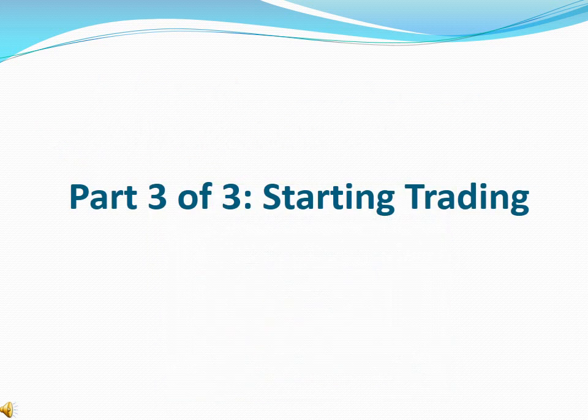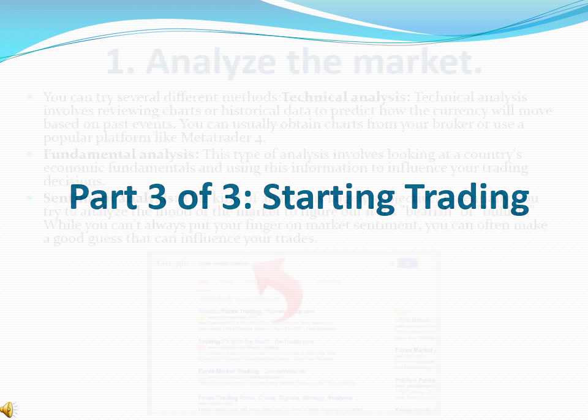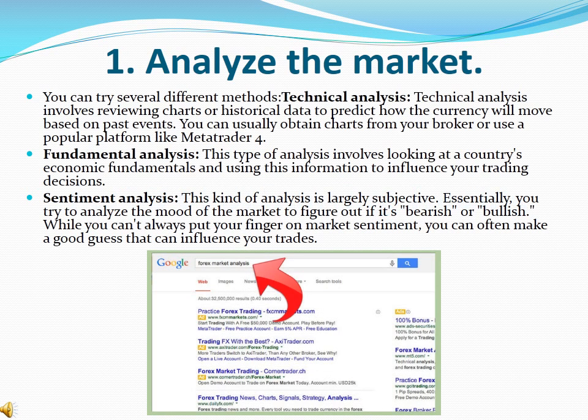Part 3 of 3, Starting Trading. 1. Analyze the market. You can try several different methods. Technical analysis. Technical analysis involves reviewing charts or historical data to predict how the currency will move based on past events. You can usually obtain charts from your broker or use a popular platform like MetaTrader 4.